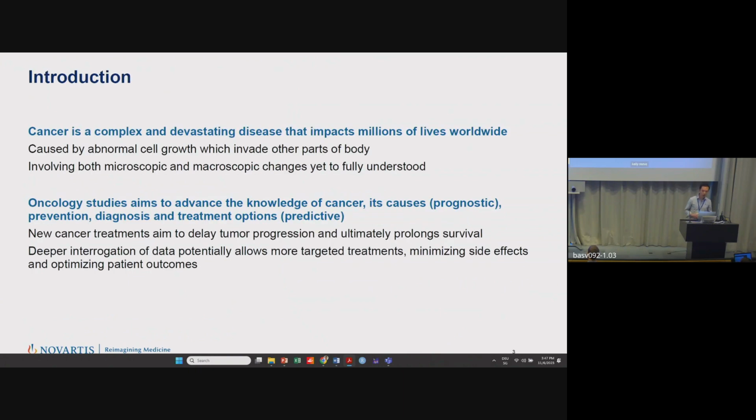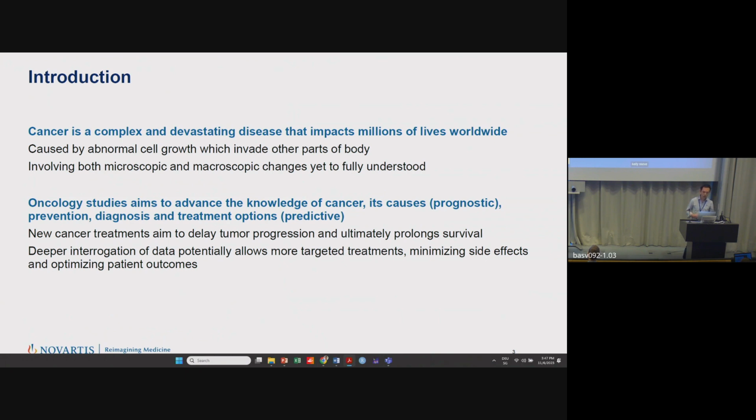We know cancer is a complex and devastating disease that impacts millions of lives worldwide. It's caused by abnormal cell growth, which invades other healthy parts of the body. Although we already know that there are many prognostic factors that lead to the worsening of disease, there are still many micro and macroscopic changes which we have yet to fully understand.